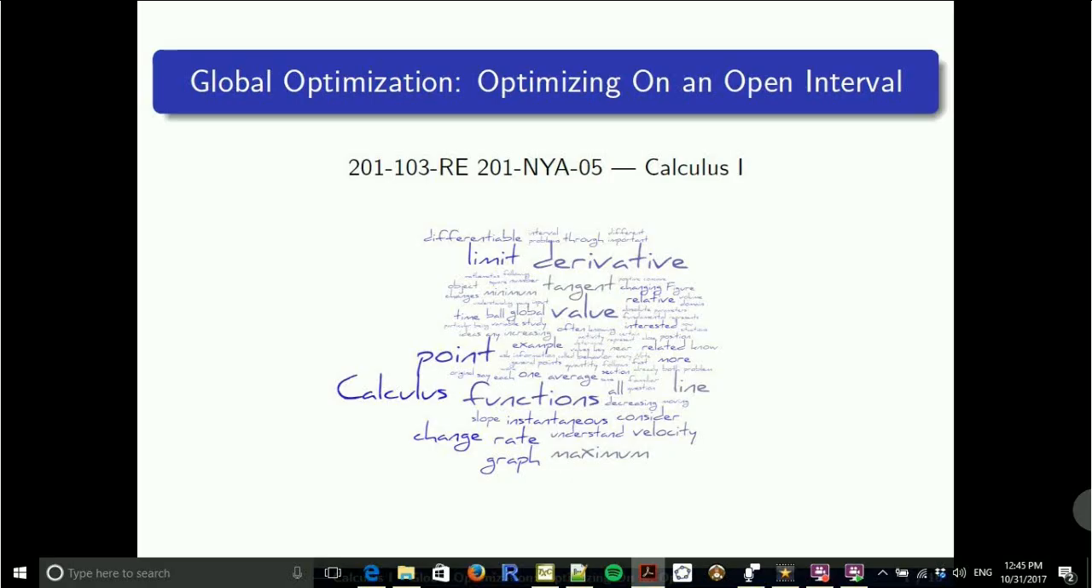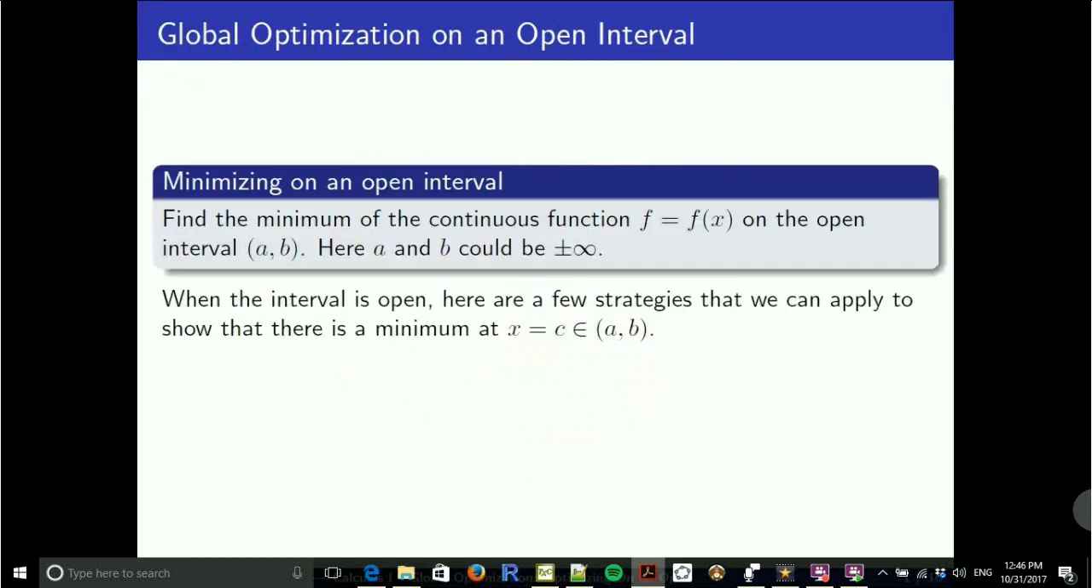Hi, in this video we look at different strategies for finding the minimum or the maximum of a function when we are not necessarily optimizing on a closed interval. The problem is the following. Find the minimum of the continuous function f equals f of x on the open interval (a, b). Here a and b could be plus or minus infinity.